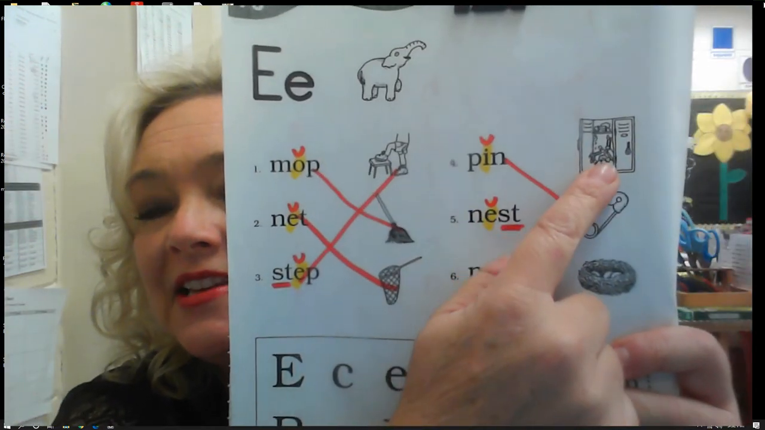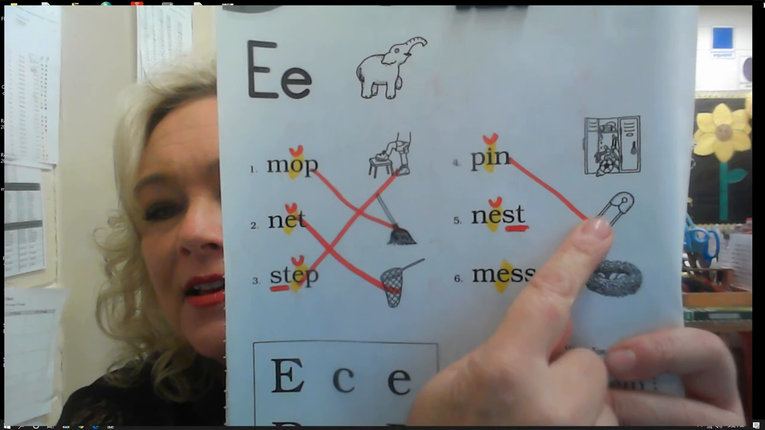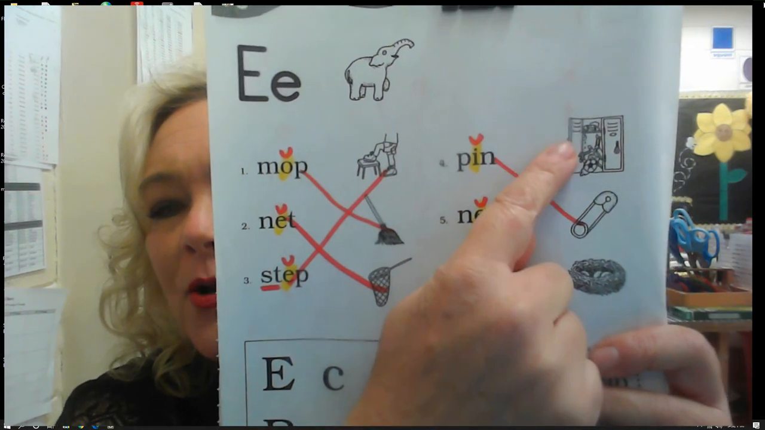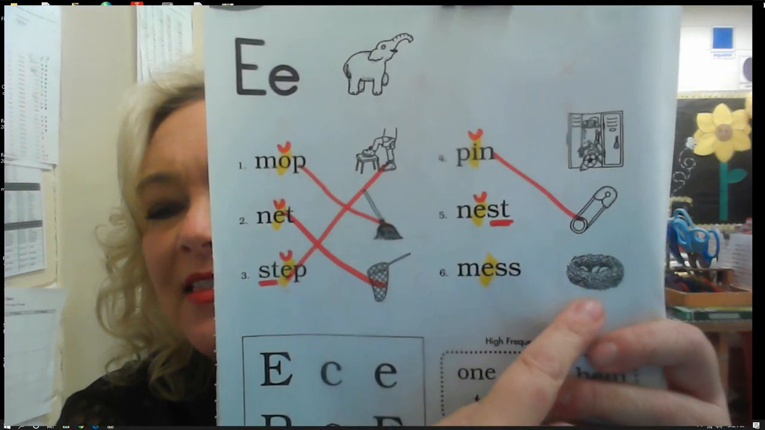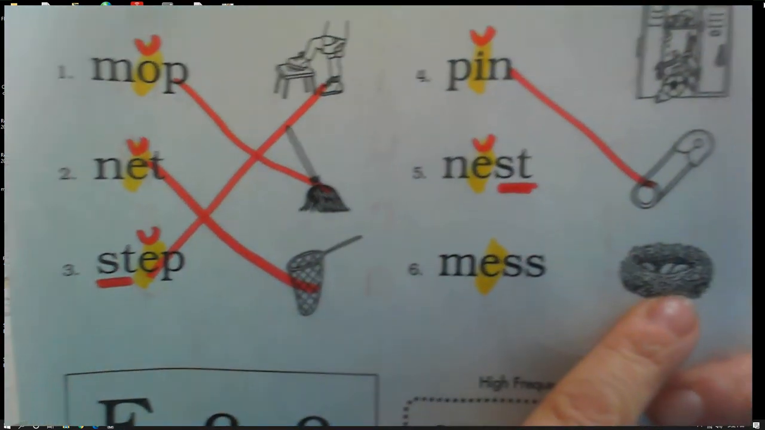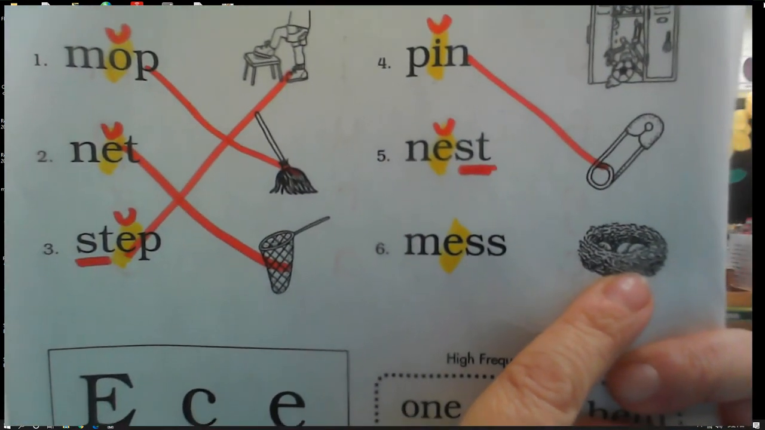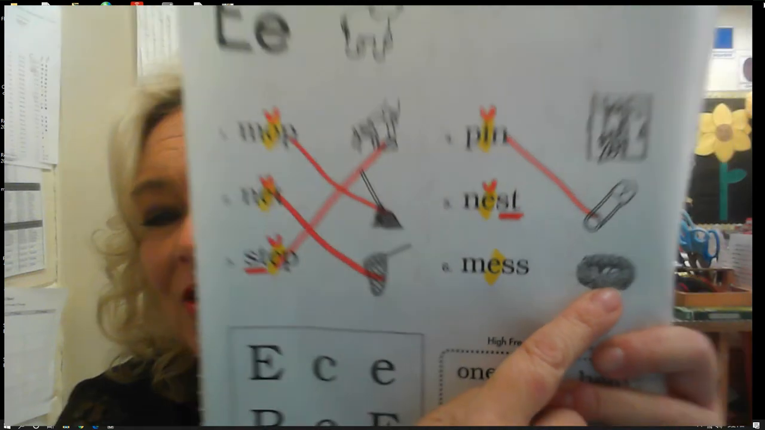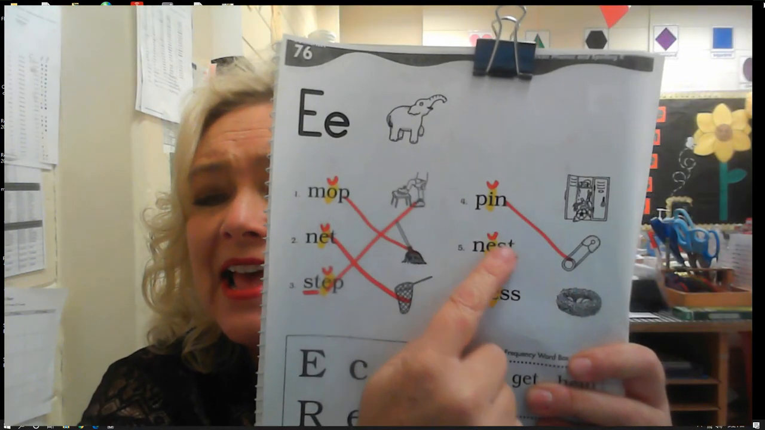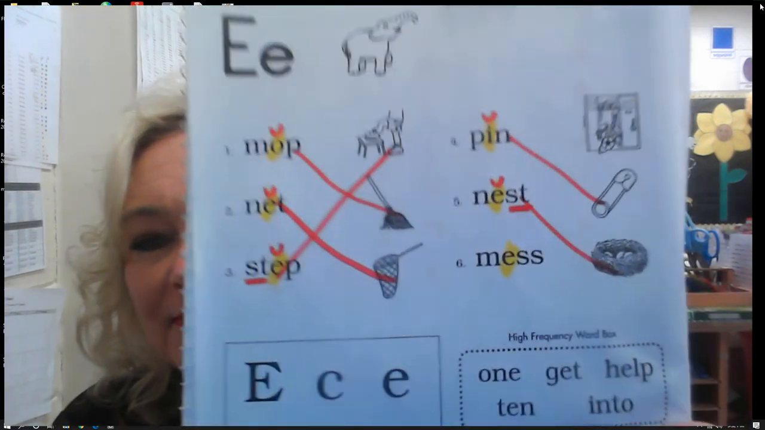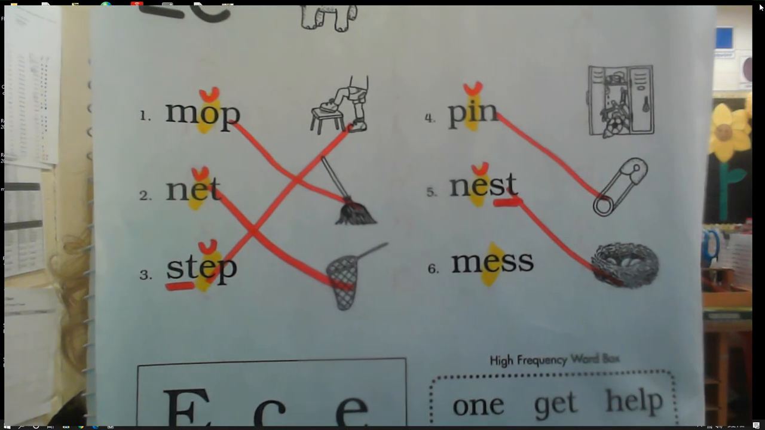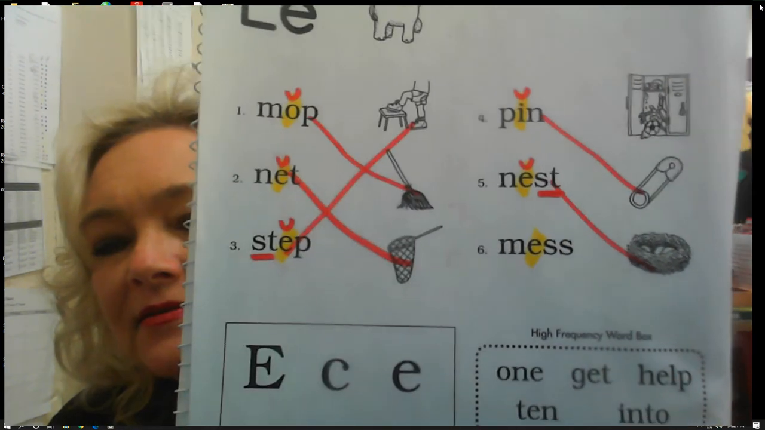Nest. Which one is the nest? Is this the nest? No, that's not the nest. This is the nest. See the little birdie, little eggs inside of that nest? Draw a line from the word nest to the nest. I see those sweet little birdie eggs in that nest.